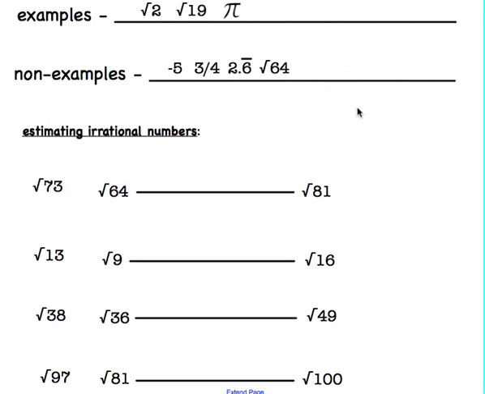We need to also learn how to estimate irrational numbers. Well, we do so by finding its place between perfect squares that we do know. The square root of 73 lies between the square root of 64 and the square root of 81. So what we have to do is figure out which one it is closest to. Well, it's 9 away from 64, and it is 8 away from 81, so it's just over half.